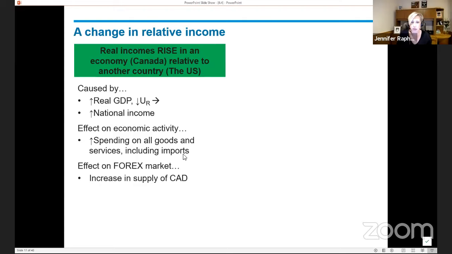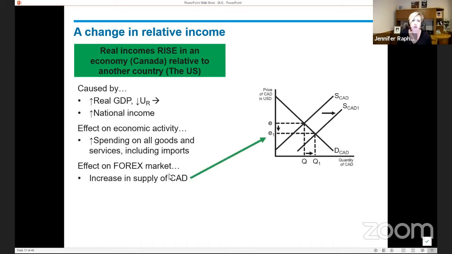And so that's the vehicle through which we need to get into the foreign exchange market. So if we're buying more imports, Canadians are going to increase the supply of the CAD because they have to put their CAD into the foreign exchange market to buy dollars. So this would be a Forex model that we could use to show how the increase in the supply of the CAD is going to cause the CAD to depreciate.